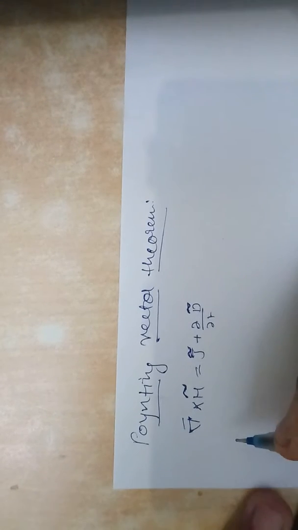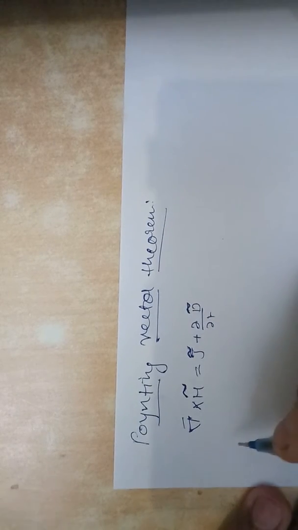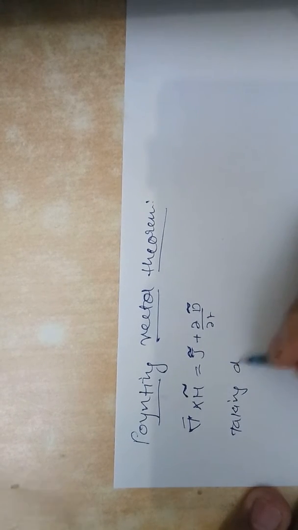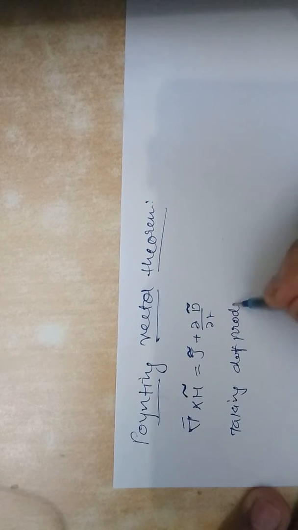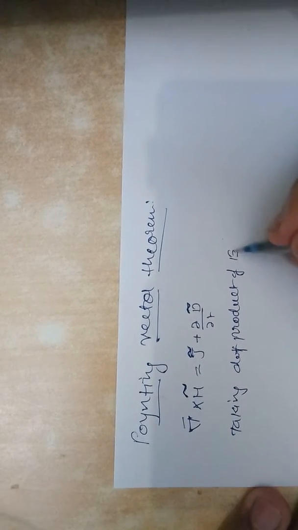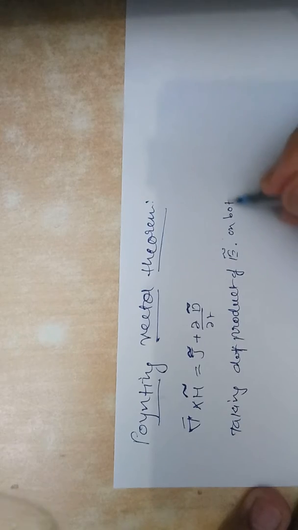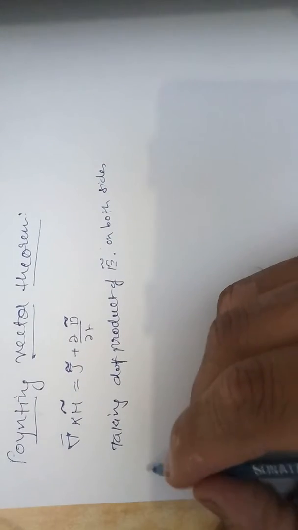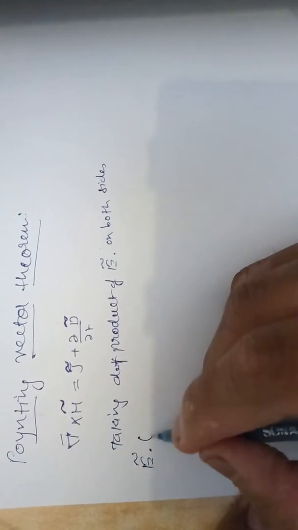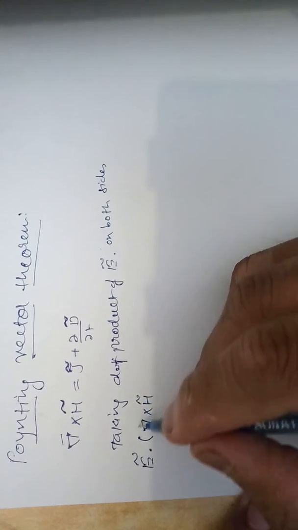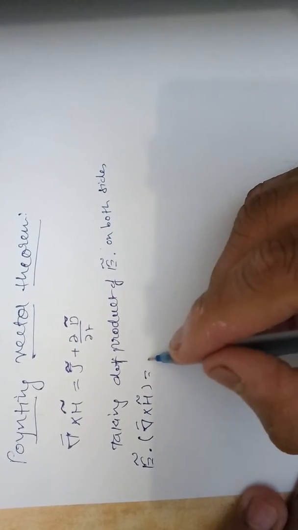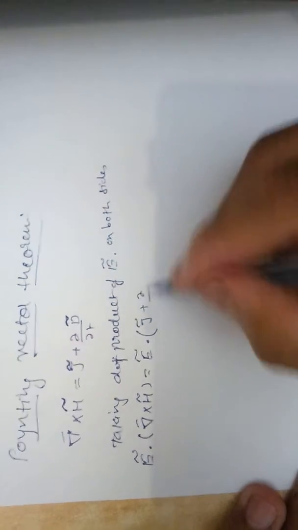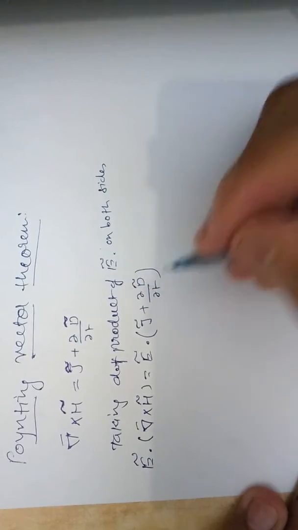Now we have to take the dot product of E tilde on both sides. So taking the dot product of E tilde on both sides, you have to write like this: E tilde dot del cross H equals E tilde dot J plus del by del t of D.